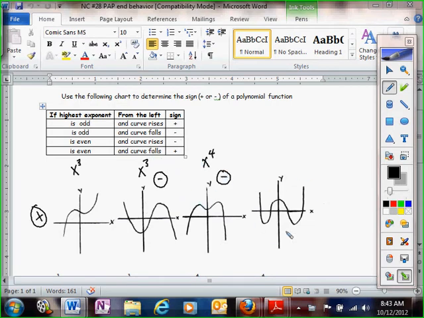And this one is also a quartic function. It has that W shape, it's even, and it falls from the left, so it's positive. And these things are going to come into play when you're actually given an equation and you try to graph in just a second.